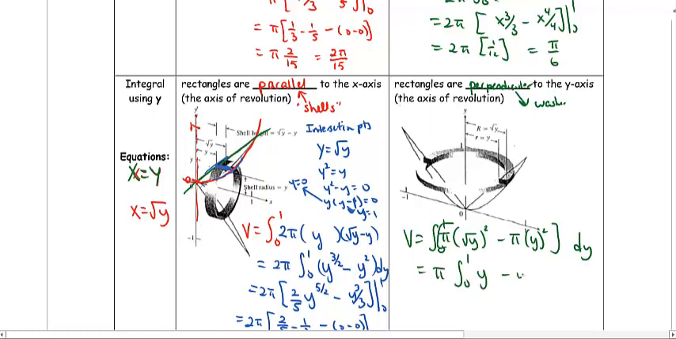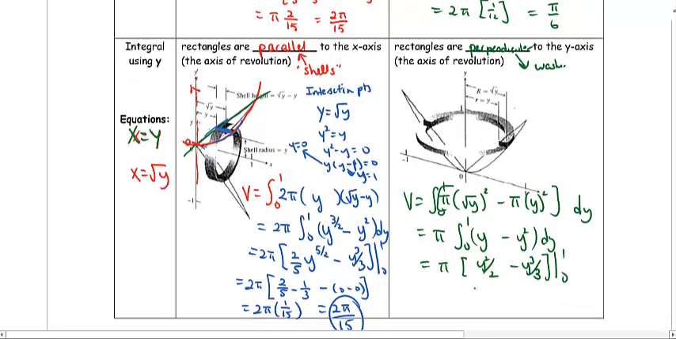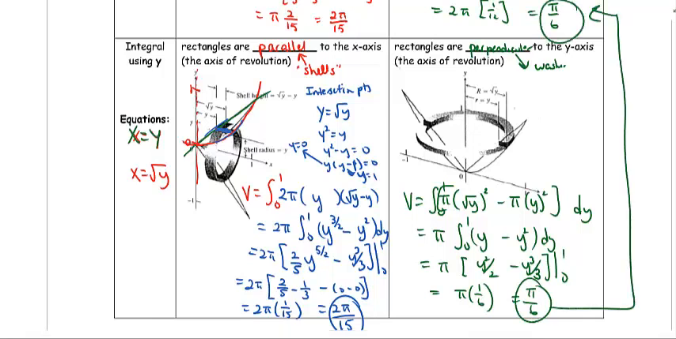y minus y squared. y squared over 2 minus y cubed over 3, plug in 1 and 0. 1/2 minus 1/3 is just 1/6. And look at that. The exact same answer as above. Because it's the exact same question, but just done 2 different ways.